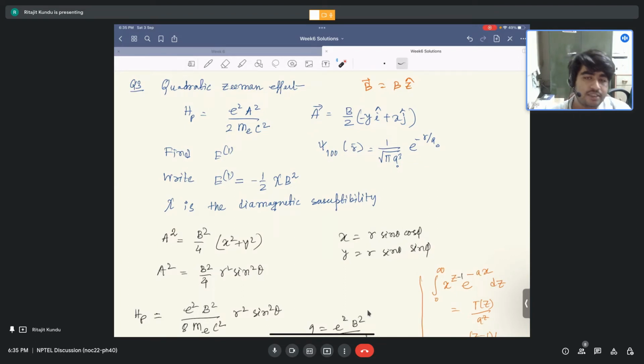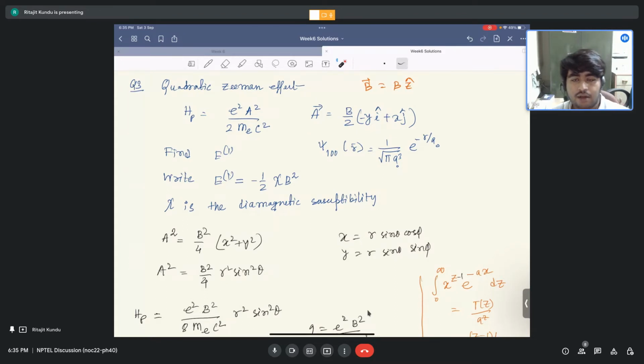interested in different symmetries, for example, in this case we have a spherical symmetry, a rotational symmetry, and we do not want to bother with it, so we are taking a symmetric kind of combination, which is B by 2 times (minus y i plus x j cap). Now we are asking, if this is your ground state, then what is the first order correction in your energy in the ground state.